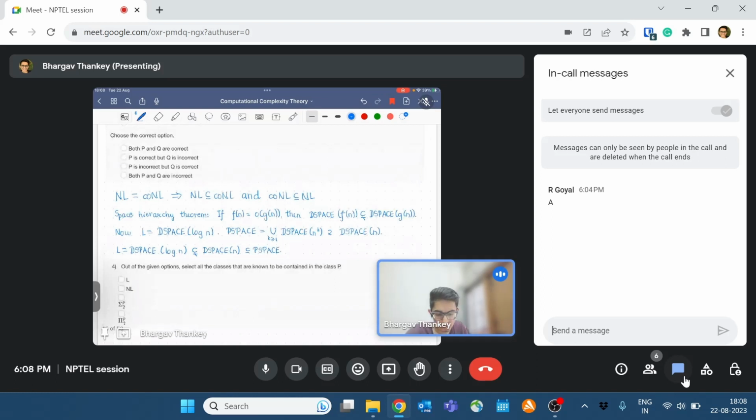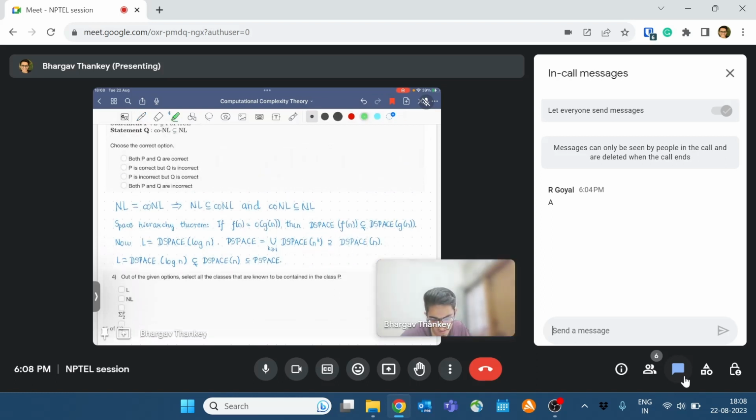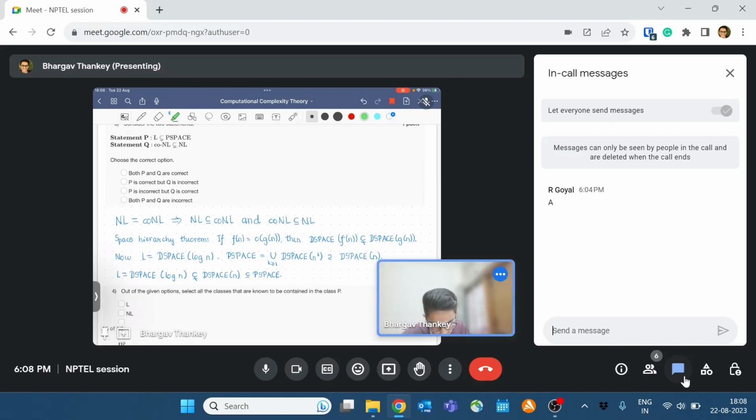So is this fine? Yes. So P is correct and Q is incorrect. Which option is this? That's B, right?